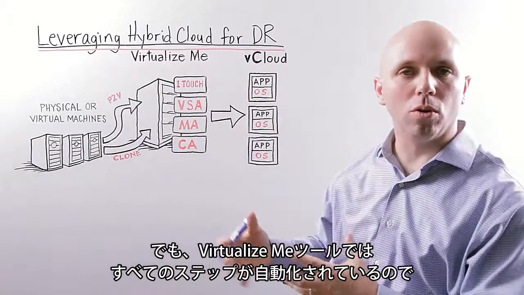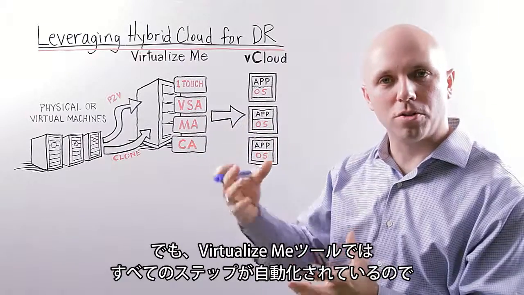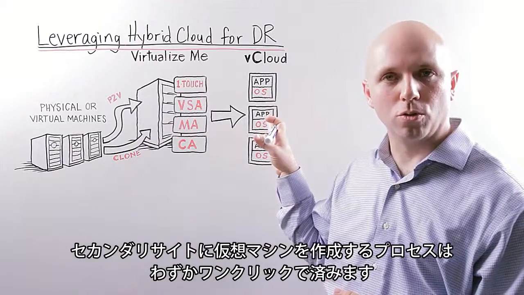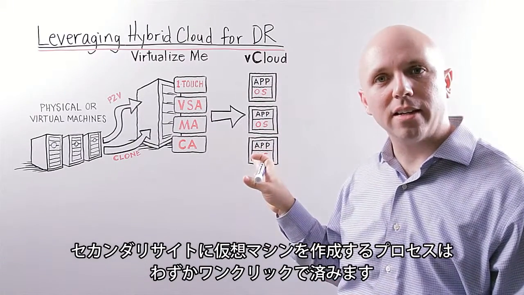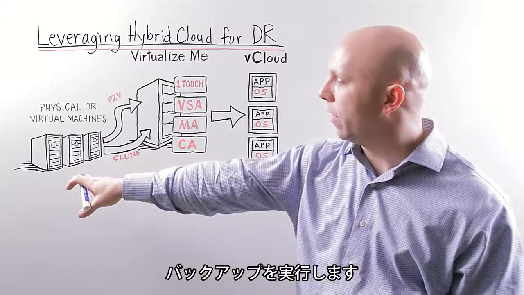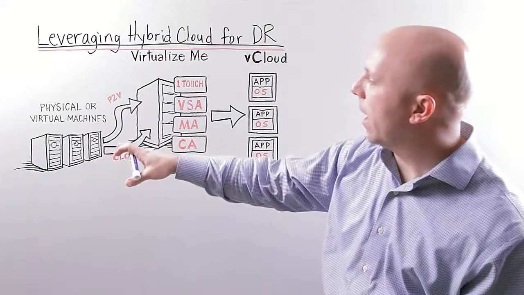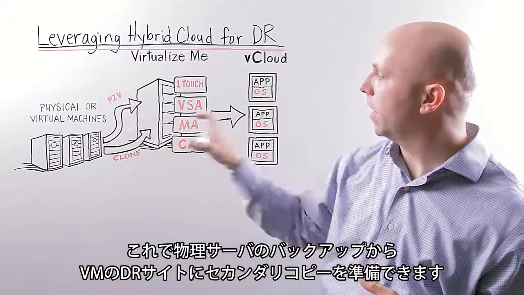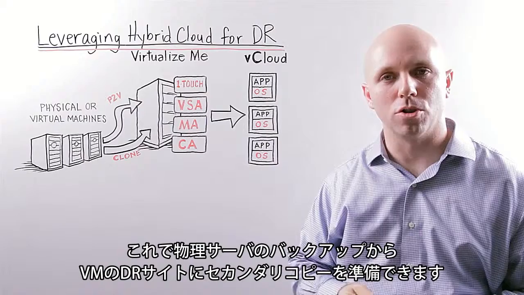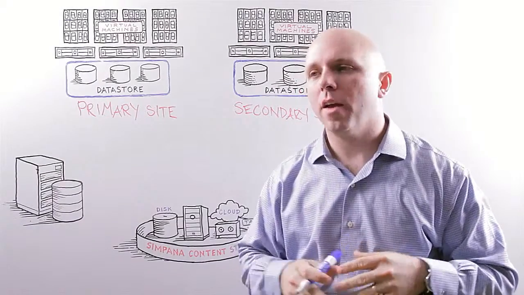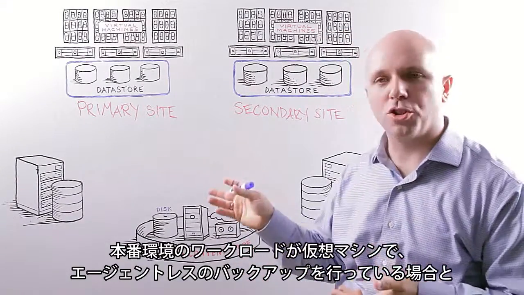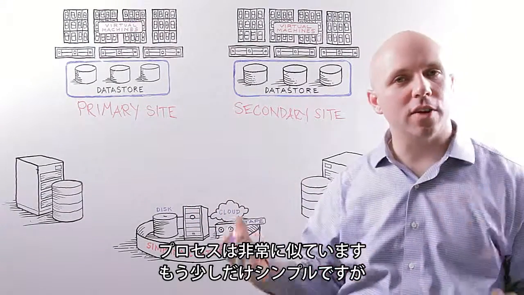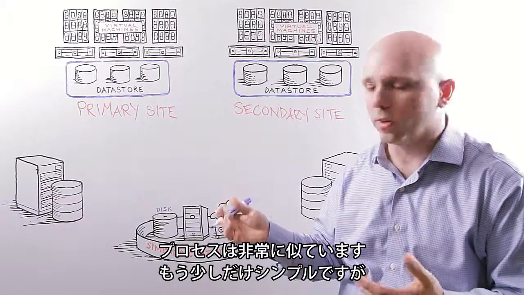But with the Virtualize Me tool, because we've automated all those steps, it's really a one-click process to create those virtual machines at the secondary site. So I run my backups. I can provision a secondary copy at my DR site in a VM from those physical server backups. If your production workload is a virtual machine running with agentless backups, the process is very similar. It's just a little bit simpler.